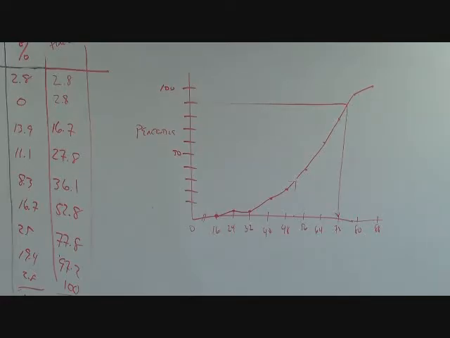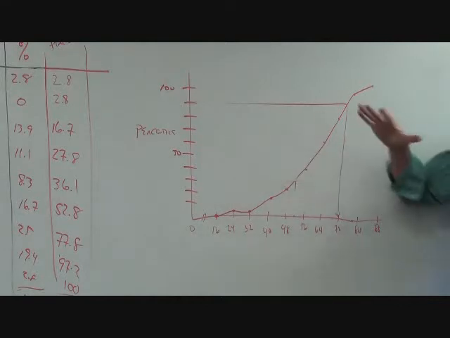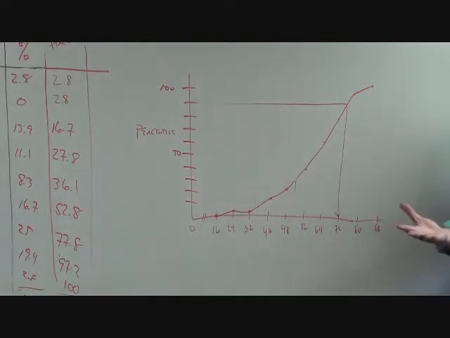Every single AP May 15th test has had an ogive on it. They love ogives on May 15th. So know this thing backwards and forwards. All right, so what is AP statistics? Is it being able to draw an ogive? Yeah, obviously. Is it being able to use an ogive? Yeah, that's basic. But here's what AP is about. Here's what May 15th is about. Why this class is difficult.